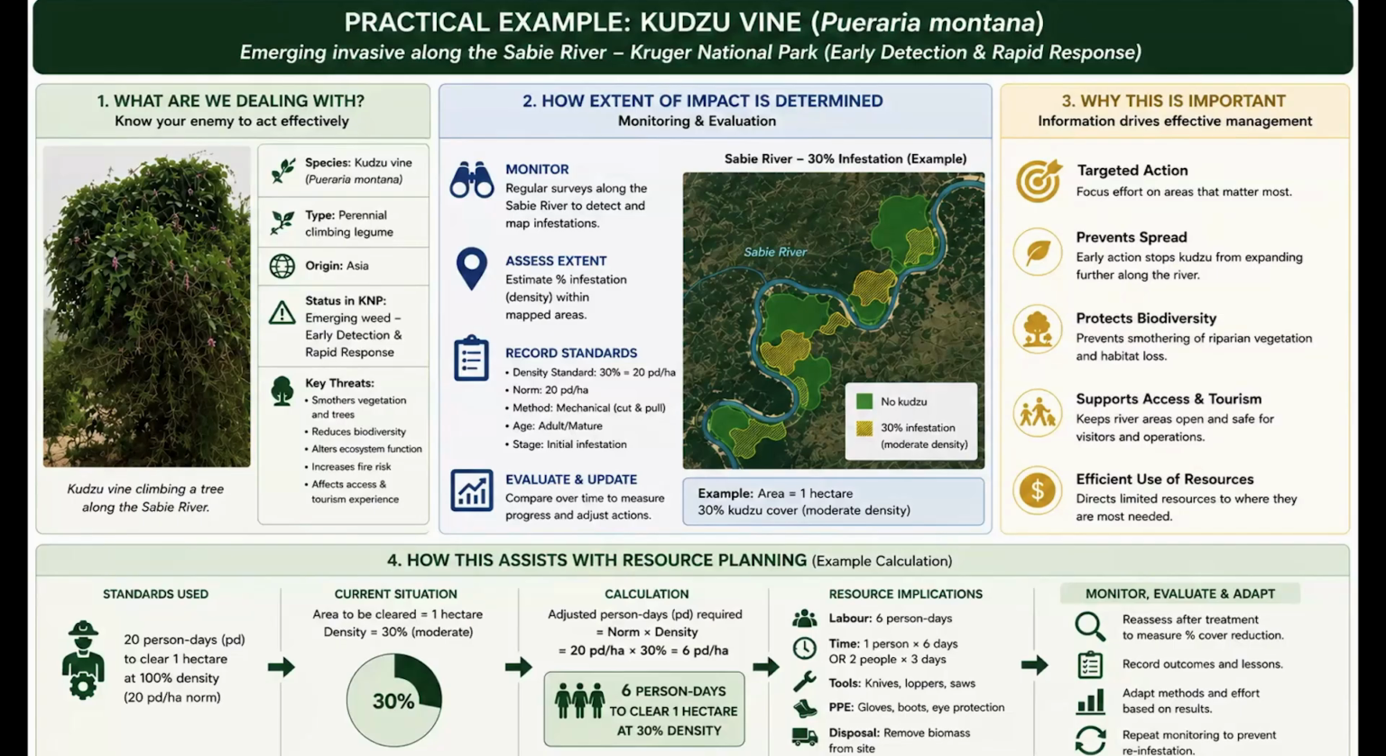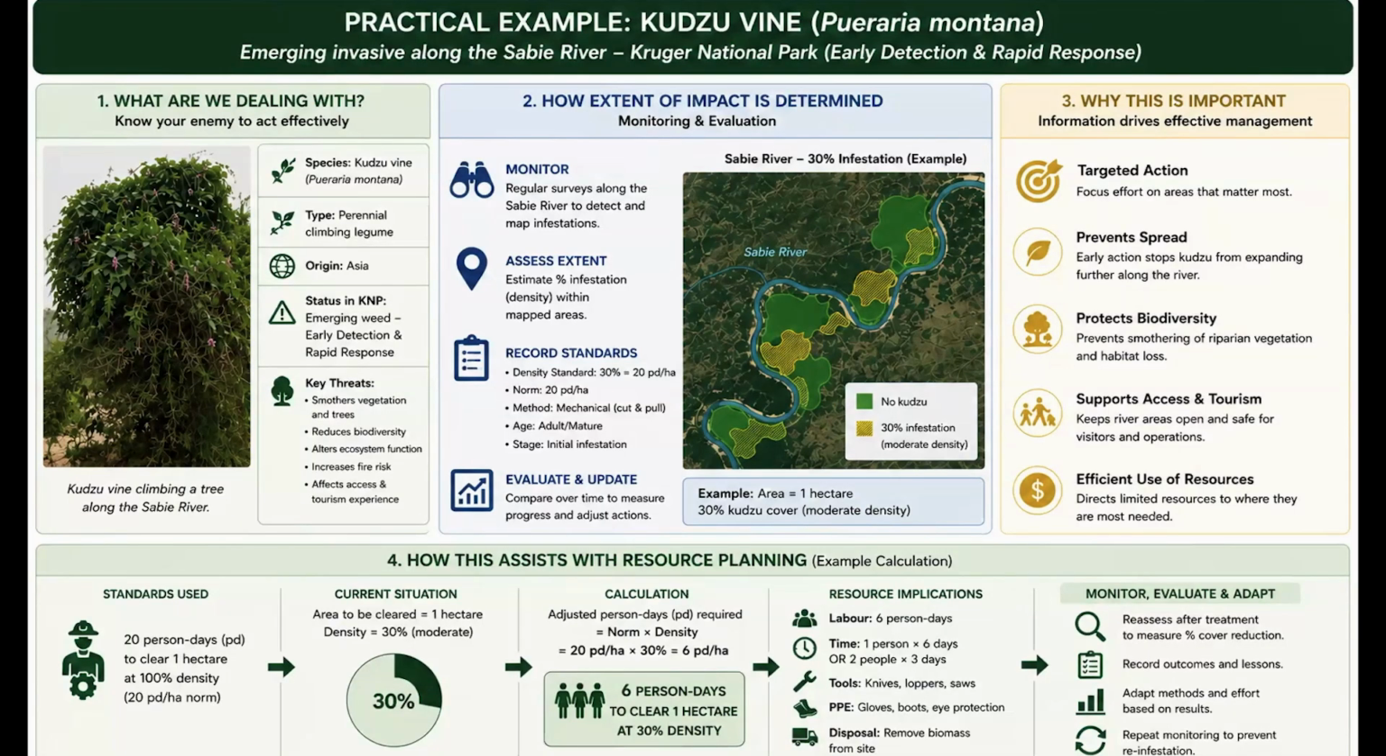You also need to understand the age class of the species that we're dealing with and at what stage we are in. In this particular example, we're working in this area for the first time, so I'm going to call it an initial infestation. Monitoring helps you prevent a further spread of the species, and it also helps you determine the resources that you need to work that species, or to prevent that species from becoming a greater problem.